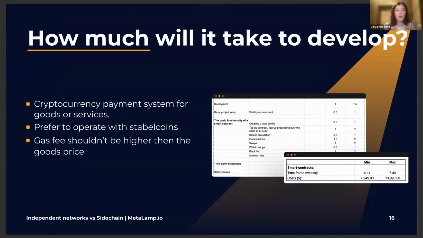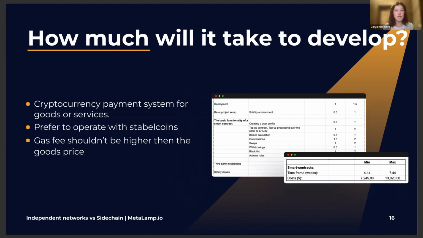Let's imagine we want to develop a cryptocurrency payment system for goods and services. If we are talking about an MVP, all we need is to develop a couple of smart contracts that provide storage of incoming assets for users who accept these payments, and provide an easy way to deposit and withdraw your assets. Our target audience is people who sell and buy goods and services in a regular fiat market. They prefer to operate with stablecoins. So we are taking into account only stablecoins for this project.